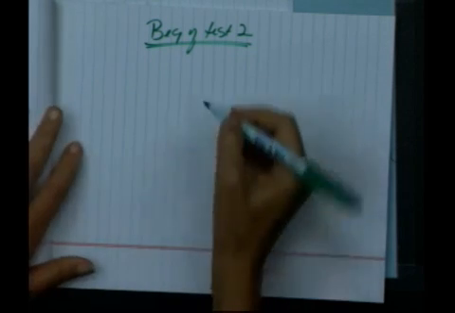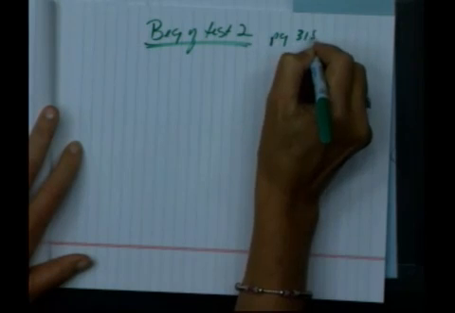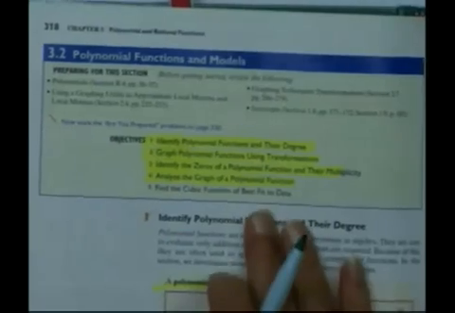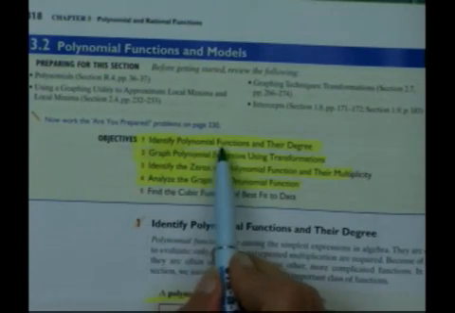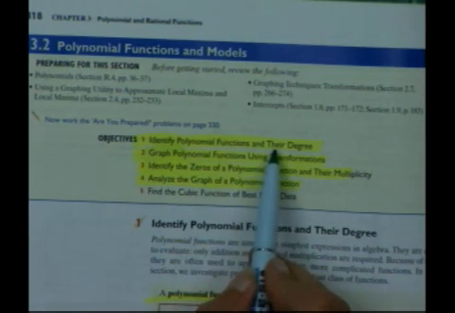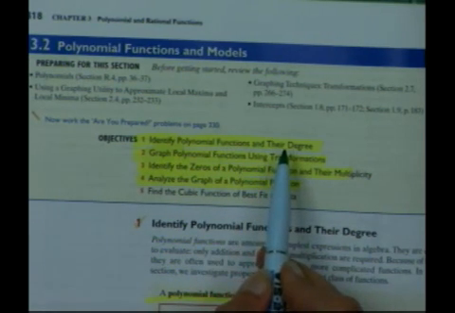3.2 begins on page 318. And you remember in 3.1, which is also on your test tomorrow, you did linear functions. And now we're building on that, and we're going to move into polynomial functions. So let's look on page 318 at the objectives we're going to work with in this section. We want to be able to look at an equation and identify if it's a polynomial function, and we want to be able to state the degree of that polynomial function.